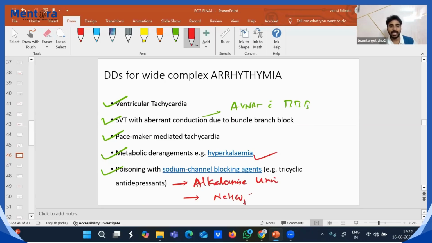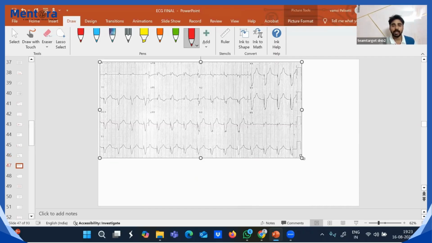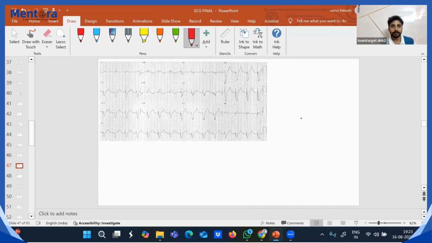Let us come to the pacemaker mediated tachycardia. I'll show you in the next slide how it is. Before going to see this ECG, let us see this one. This is a normal heart. These are ventricles. This is the AV node. This is your atria. Usually the SA node fires, then goes to the AV node, then to your bundle, then Purkinje fibers, depolarizing the ventricle. This is the normal thing.